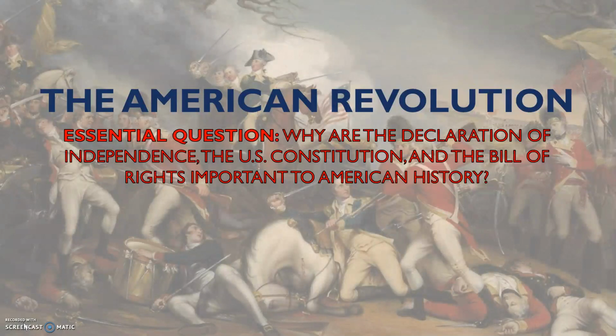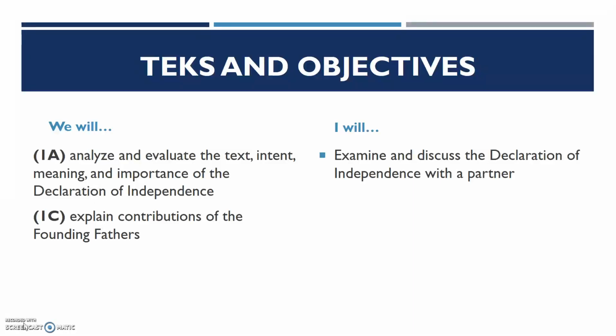Today we are going to be discussing the American Revolution very briefly and touching upon some of the highlights from the Revolution. The text and objectives for the lesson are the following. We are going to analyze and evaluate the text, intent, meaning, and importance of the Declaration of Independence, and we are also going to explain the contributions of the Founding Fathers. We will have an opportunity to examine and discuss the Declaration of Independence with a partner once we are done with the lecture.